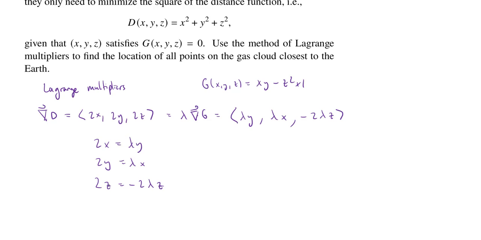All right, well, the last one, I just can't help myself. I want to divide by 2 right off the bat. So z is equal to negative lambda z. We'll mess around with that in a little bit, but let's head up to these top two.